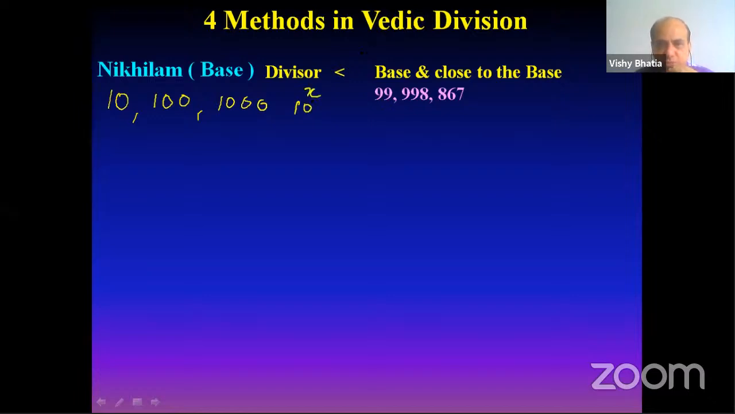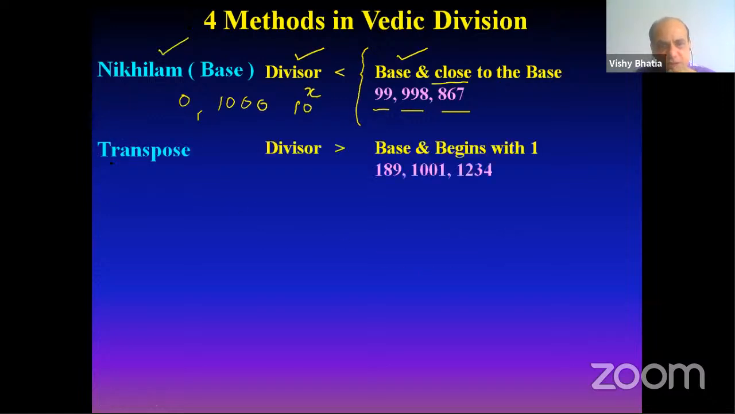When do we use this method? We use this method when the divisor is less than the base and close to the base. For example, if the divisor is 99, 998, 867, we use the Nikhilam method.